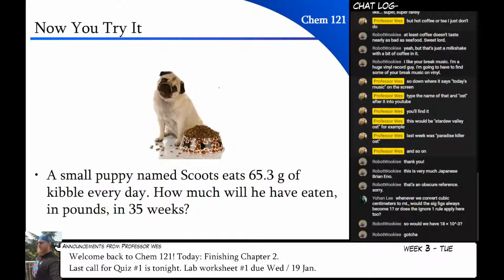All right, so I'm going to let you try this for 3 minutes too and see if you can get started on it and come up with an answer in pounds for how much food he would eat in 35 weeks. So my advice to you to start the problem is, what's the conversion? How much what per what? And then what is the starting number? Work that out, and we'll go over the answers shortly.